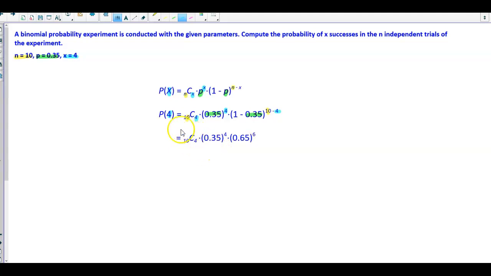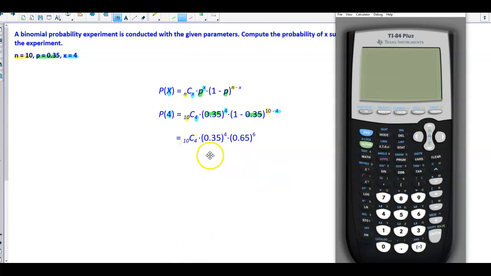Since we've done this in the previous chapter, we can now use the calculator to find that result. In order to find 10 combination 4, you first put the number 10 down, then go to math, scroll all the way to the right where it says probability, and scroll down to the number 3, which is n combination r. So we have 10 n combination r, and then we put in the value of x, which is 4. And therefore we have 210.